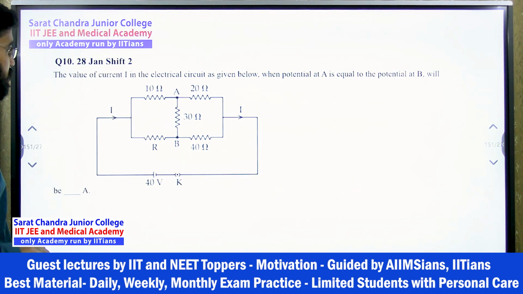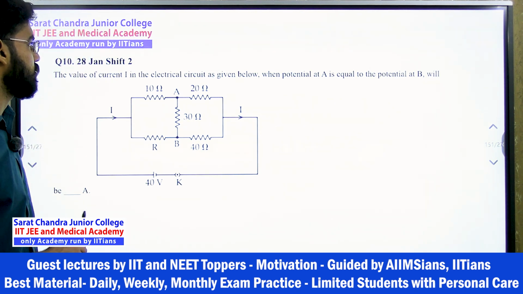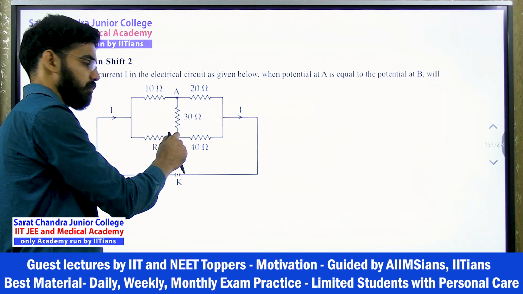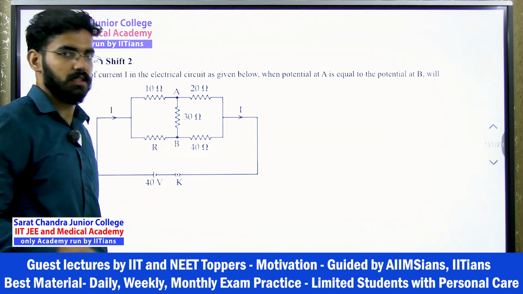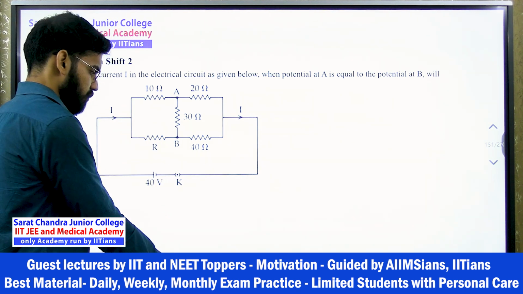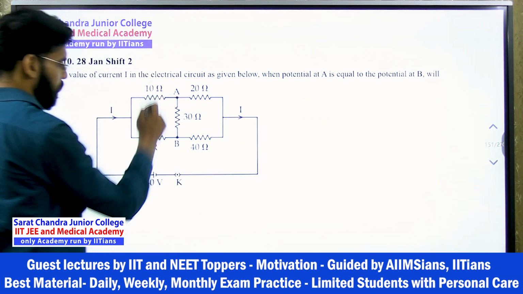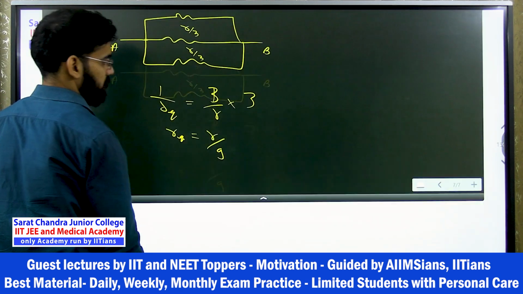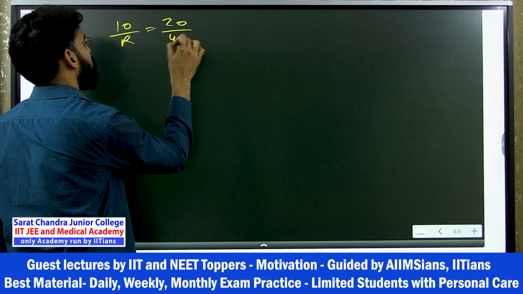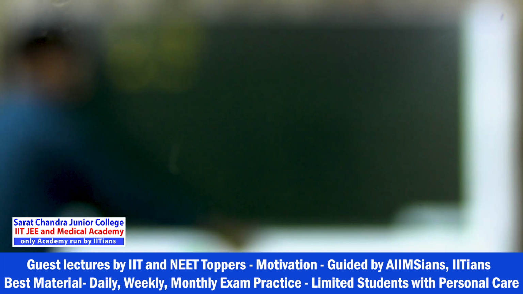Next, 10th. He is saying, find the value of current I in the electrical circuit as given below when the potential at A is equal to potential at B. So potential at A and potential at B is equal, means through this 30 ohm resistance the current is not flowing, right? So this is a Wheatstone bridge, right? What is the condition? 10 by R is equal to 20 by 40. Everything is derived in the notes. So from here R will come how much? 20. R came 20.